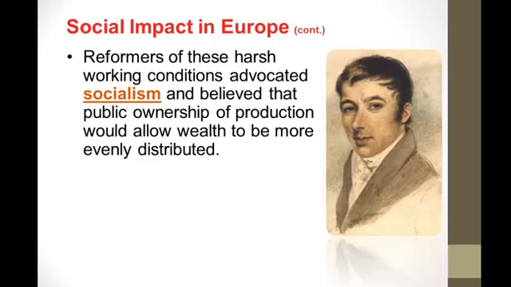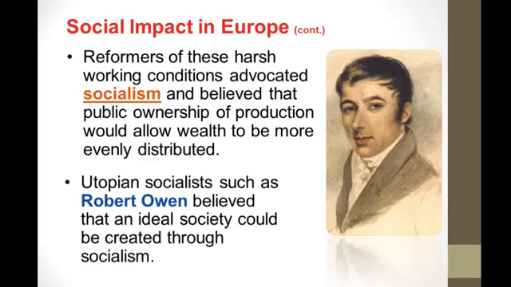In a lot of economic systems that adopted this model, usually the government would own the means of production. They would own the factories and utilities and then divvy up the resources how they saw fit. The picture to the right is of utopian socialist Robert Owen. He thought that an ideal society could be created through this idea of socialism.